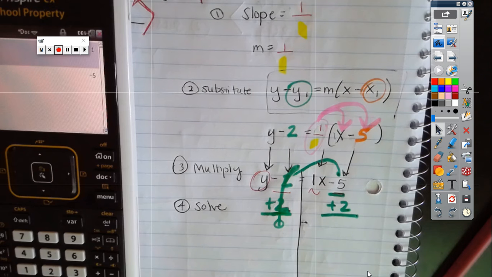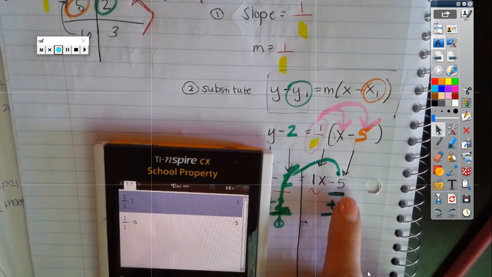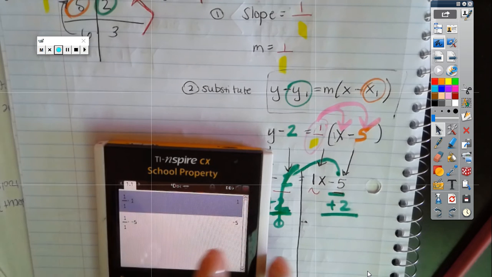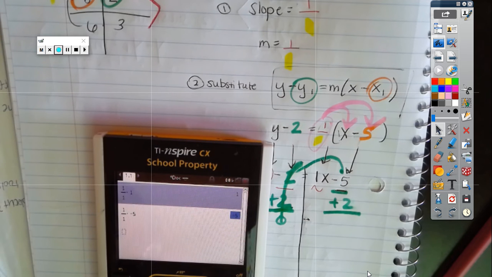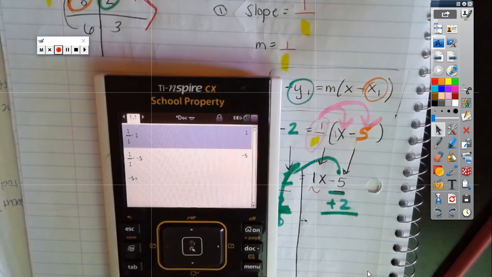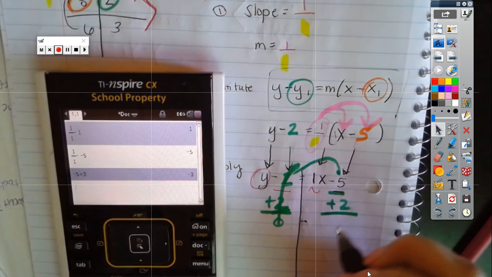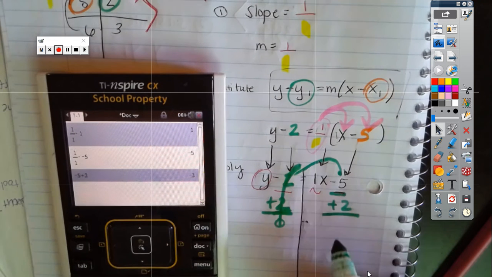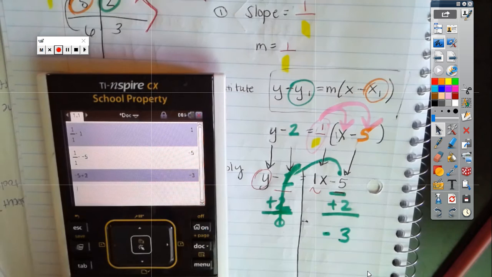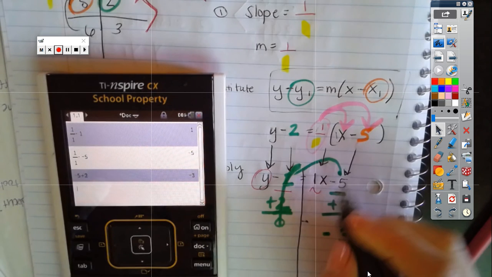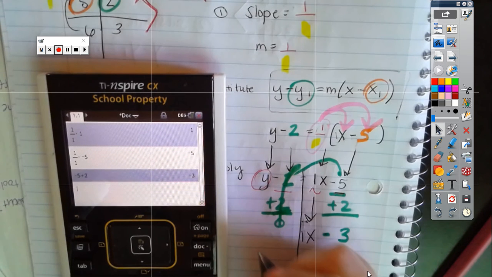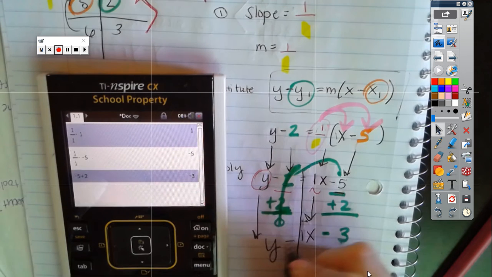Alright, so let's put that in the calculator. See, I already have this part. I already have the negative 5 on my calculator. So I can literally copy it. I just go up, press it, plus 2, because that's what I'm doing here. And I get negative 3. So this answer is negative 3, because it's negative, that's minus. Bring down the 1x, bring down the y.